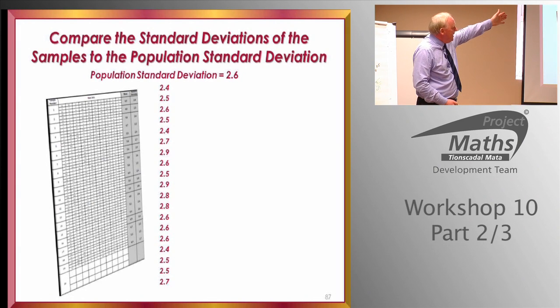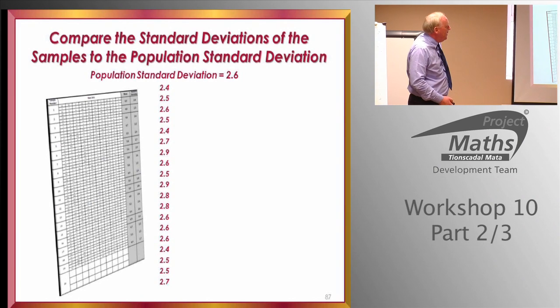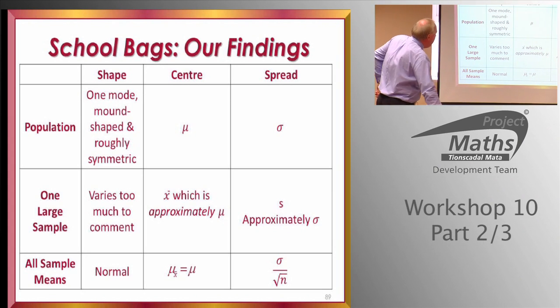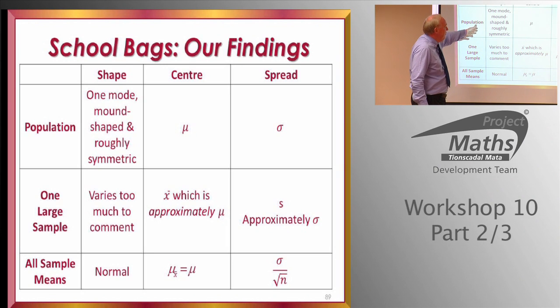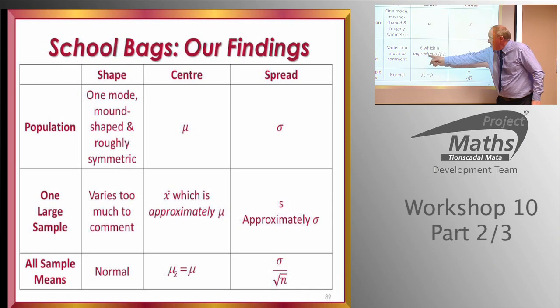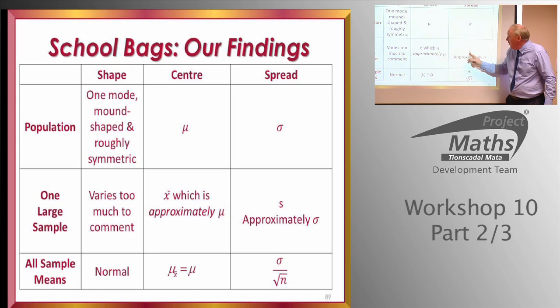So when you look at each individual standard deviation, they're not too far away, and that's our summary page. Our population had one mode, mound-shaped and roughly symmetrical. The centre was at mu and the spread was there. When we took one sample, we had x bar, which was a very good approximation for this. Every sample isn't too far away from it. The standard deviations of the samples, s, are actually a very good estimate for this too. So that's our sample, that's our population.